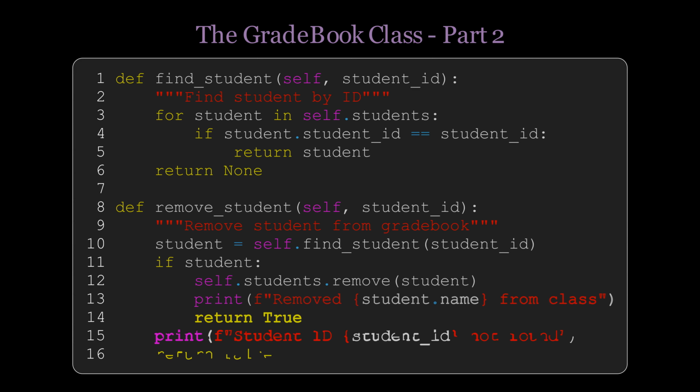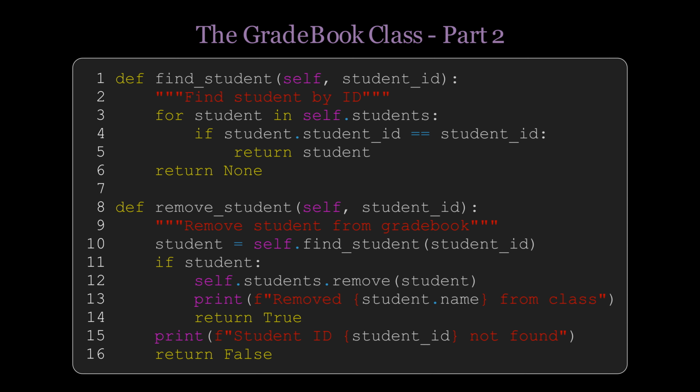Next, we need methods to find students and remove them from the gradebook. Finding students by ID is crucial for looking up their information quickly. We'll also add a method to remove students who may have transferred out of the class. The findStudent method searches through all students using a for loop. It compares each student's ID to the one we're looking for. When it finds a match, it returns that student object immediately. If the loop completes without finding anyone, it returns None.